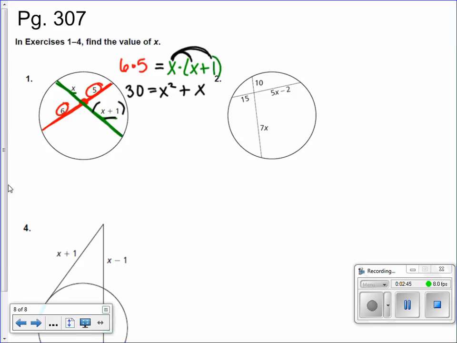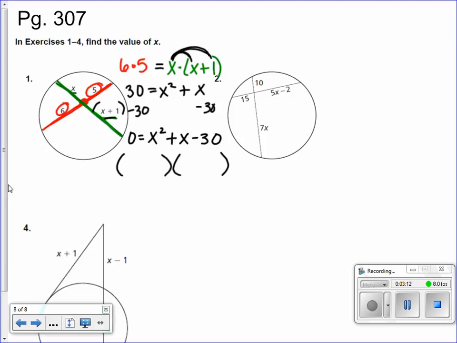Okay. And at this point, there's nothing that combines. I can't cancel anything out. I can't combine anything. So I'm going to have to set this equal to 0 and factor. I'm going to go ahead and subtract my 30 over, and I get 0 equals x squared plus x minus 30. Okay, we will have to factor this one, but it's not so bad. The leading coefficient is 1.